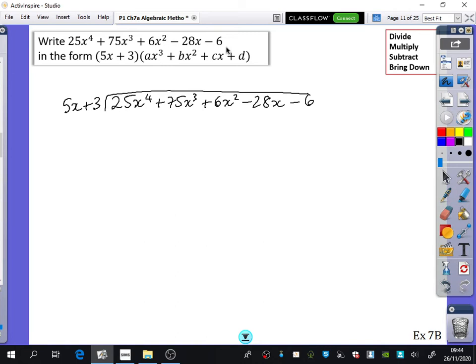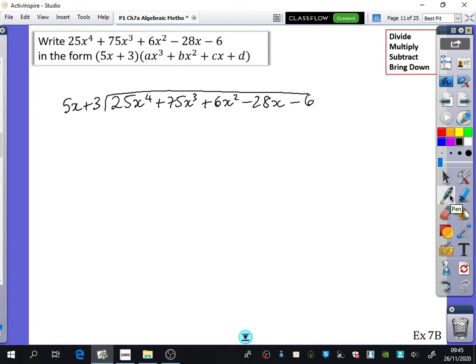Why? Good. The form that they've said to give it in here has been perfectly factorized. There's nothing else left over as a remainder at the end. And I'll show you if there was a remainder how it might look differently. But there's nothing as a remainder, so this is going to have no remainder.